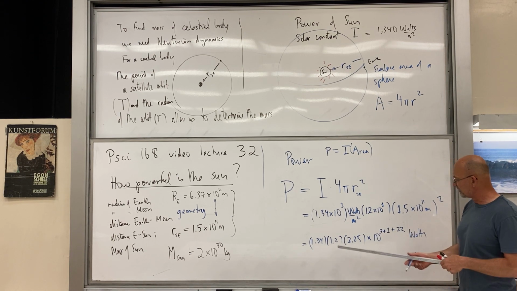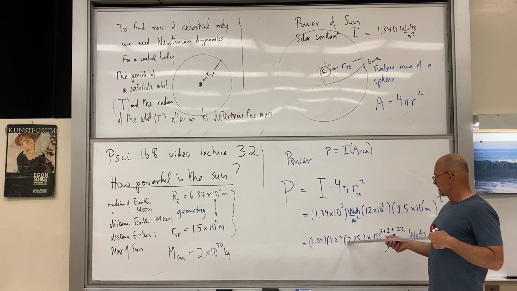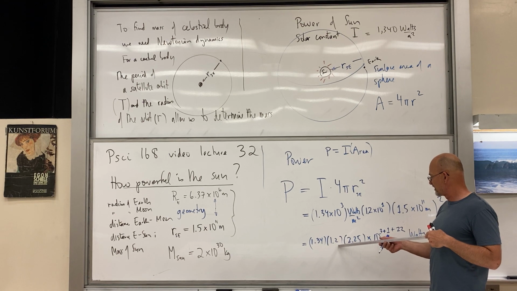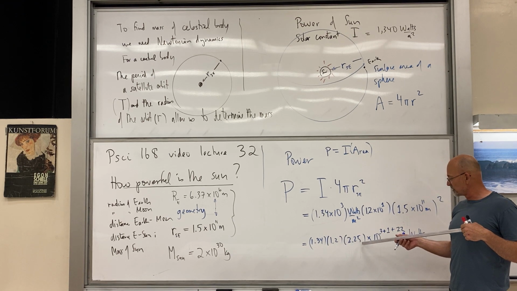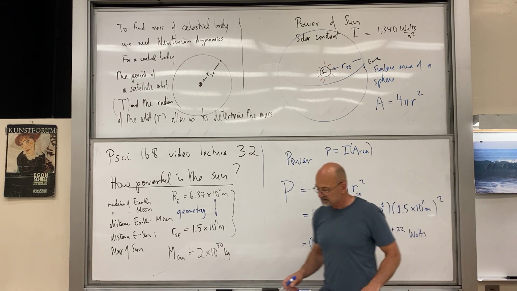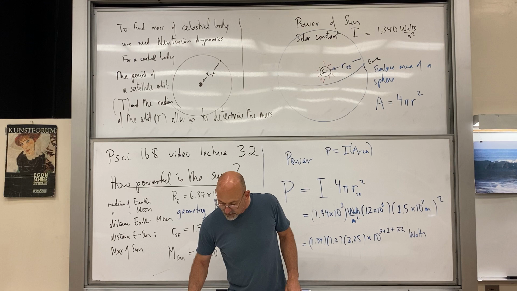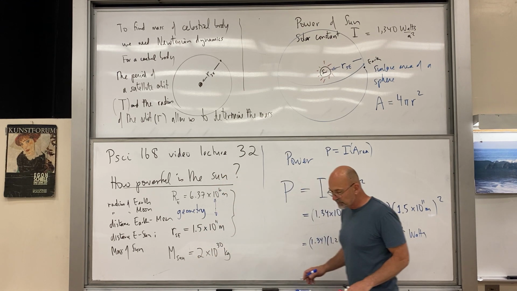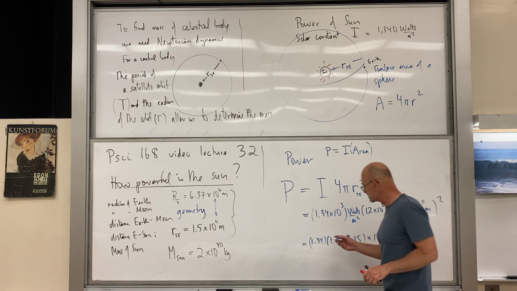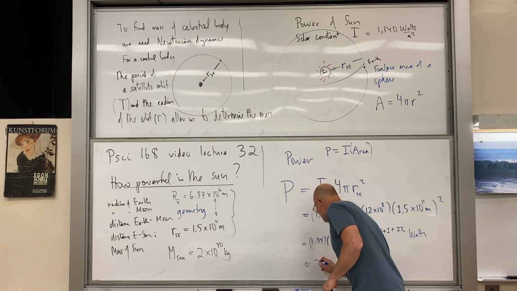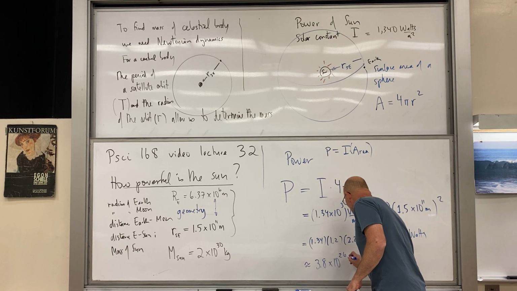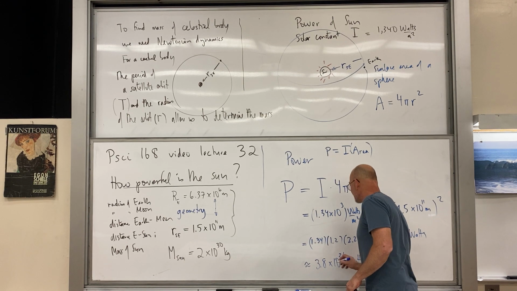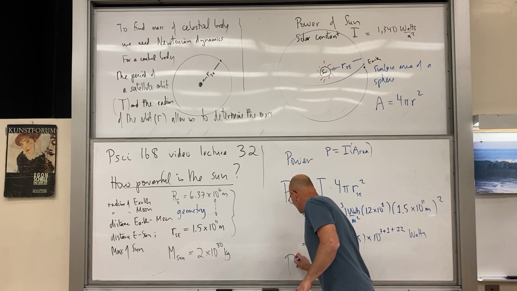And we can do a quick estimate of this, I think. So 1.3 times 1.2 times 2.25, times 1.5, about 3.6 or something. You guys multiply it out. I have here 3.8 in my notes. Let's just say approximately 3.8 times 10 to the 26 watts. P sub sun.